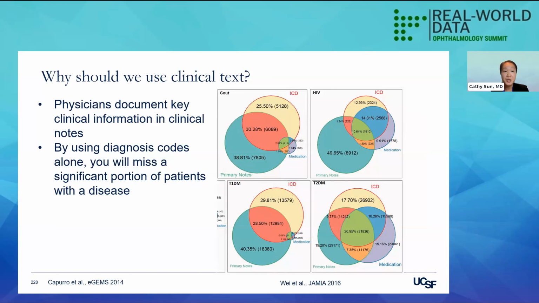So as physicians, we document a lot of key clinical information in our clinical notes. And by using diagnosis codes alone, which are primarily used in a lot of retrospective studies, we would miss a significant portion of patients with disease. In this study, they looked at a number of diseases, including diabetes, and they found that 40% of type 1 diabetics and 19% of type 2 diabetics were only diagnosed in the primary notes.